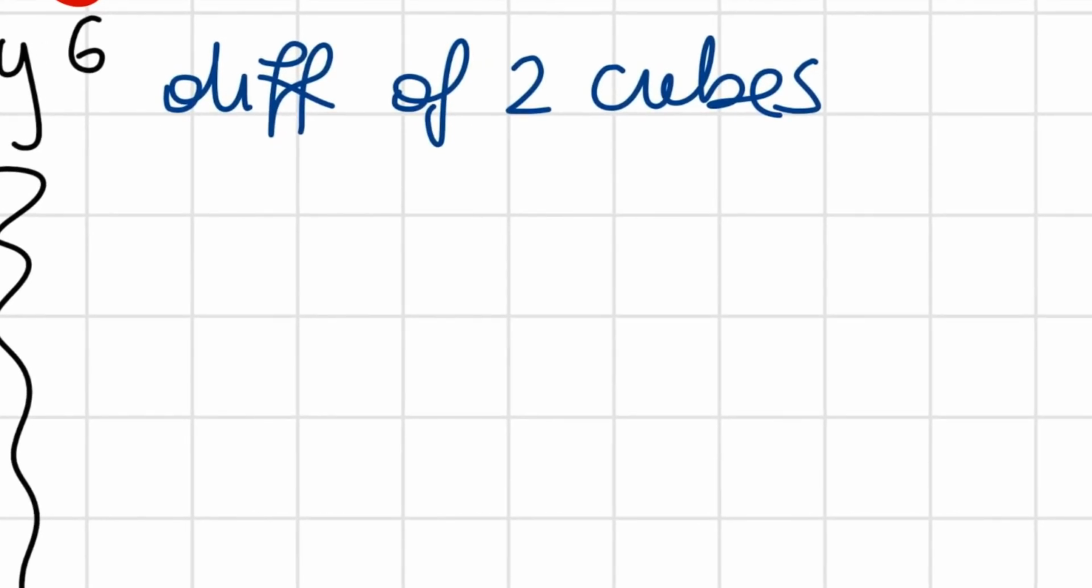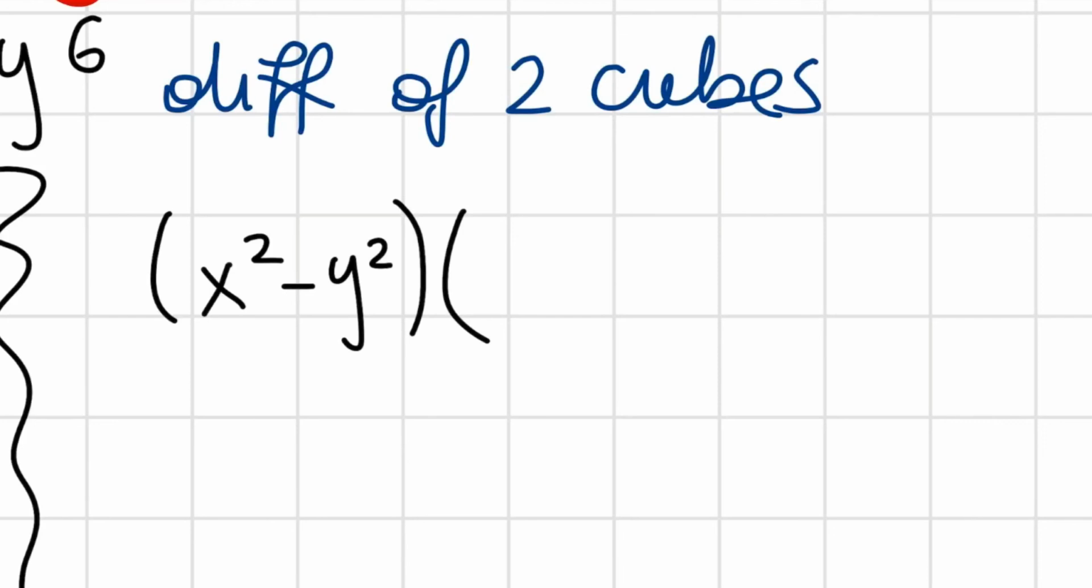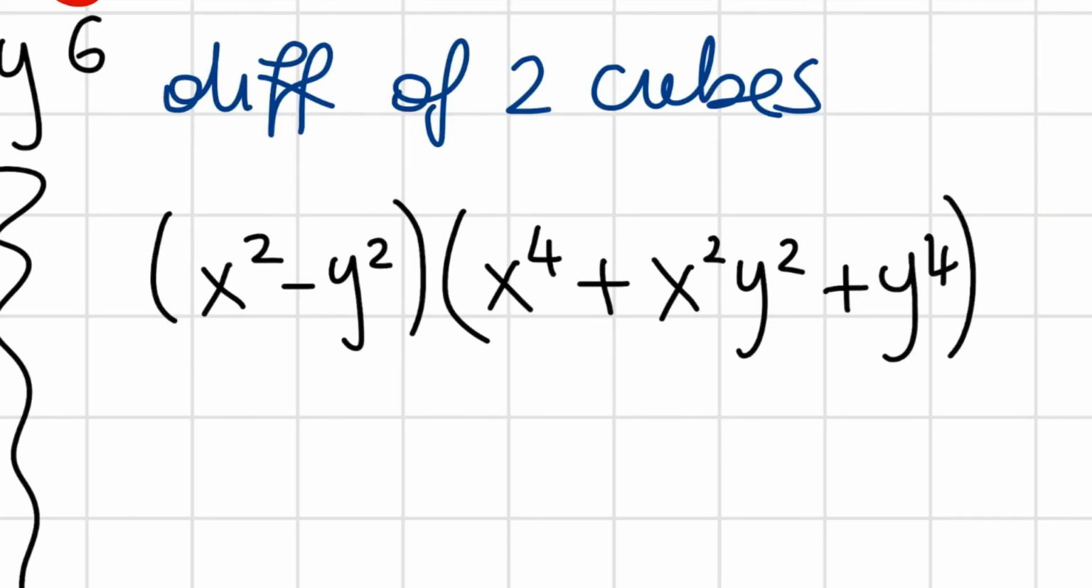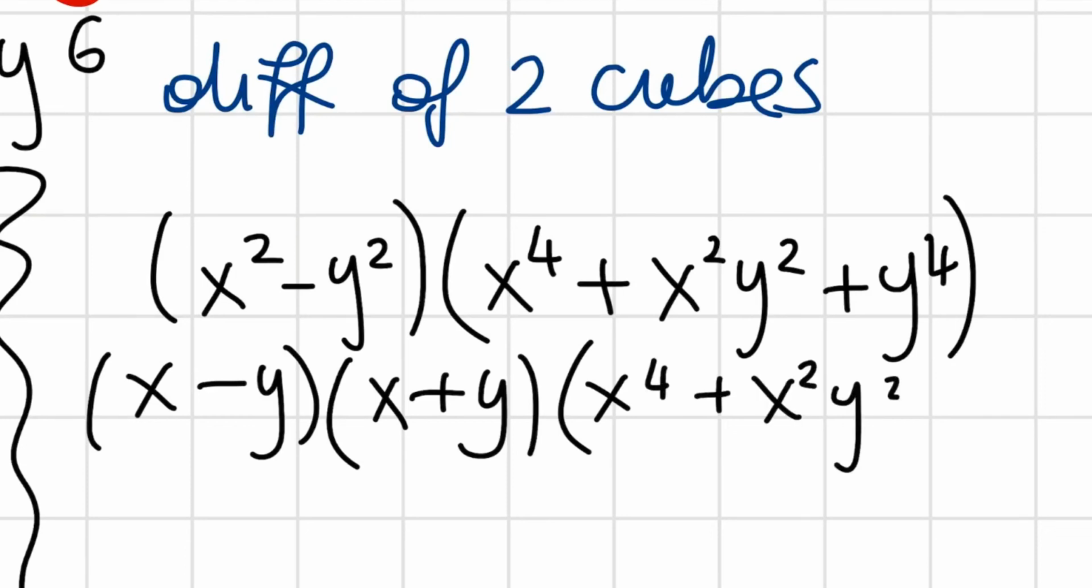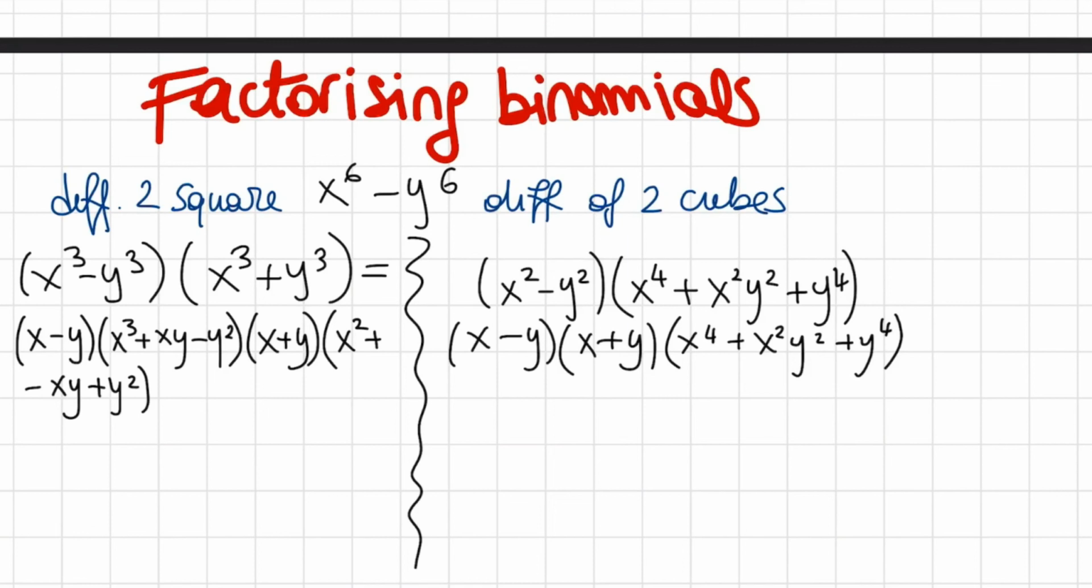Let's start then with the difference of two cubes. So x to the power of 6 minus y to the power of 6 would be x squared minus y squared times the false square of that, which is x to the power of 4 plus x squared y squared plus y to the power of 4. This here is a difference of two squares, so you'd end up with x minus y times x plus y times this whole thing here. These are the two ways in which you could possibly solve this binomial.